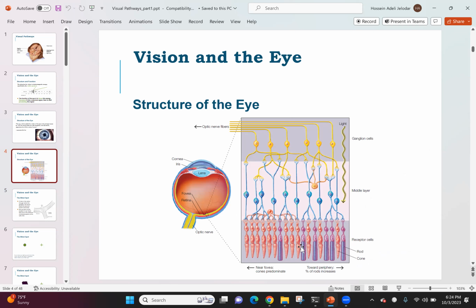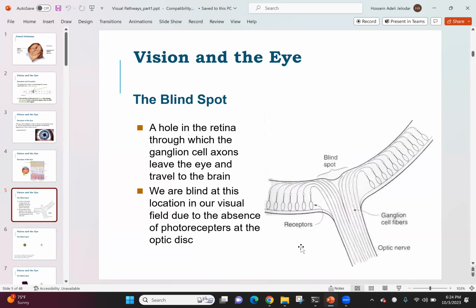there are cells above them, and all these axons have to leave the eye. So at some point, they have to leave the eye. And at that point, there are no photoreceptors. A hole in the retina through which the ganglion cell axons leave the eye and travel to the brain. That's what a blind spot is. We are blind at this location in our visual field due to the absence of photoreceptors at the eye.